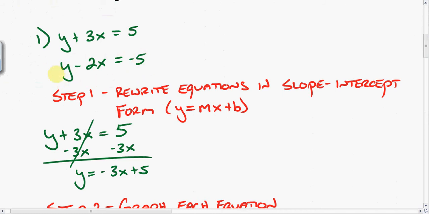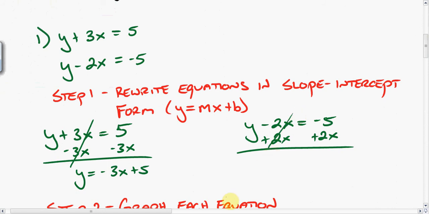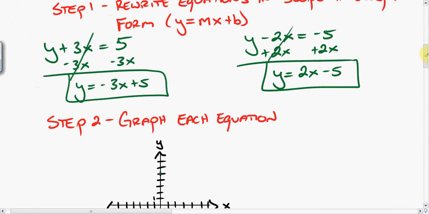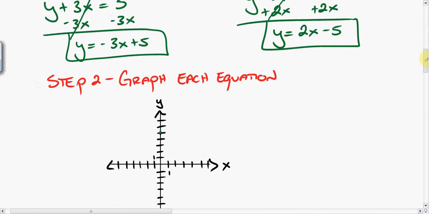Do the same thing with the second equation. y minus 2x equals negative 5. I'm going to add over 2x to each side. Negative 2x and 2x will cancel, and I see y equals 2x minus 5. Also in slope-intercept form: m of 2, b of negative 5. Once you have two equations in slope-intercept form, the next step is to graph them.